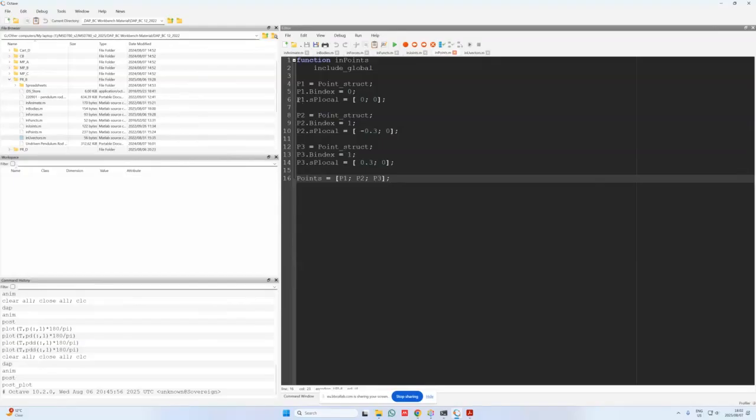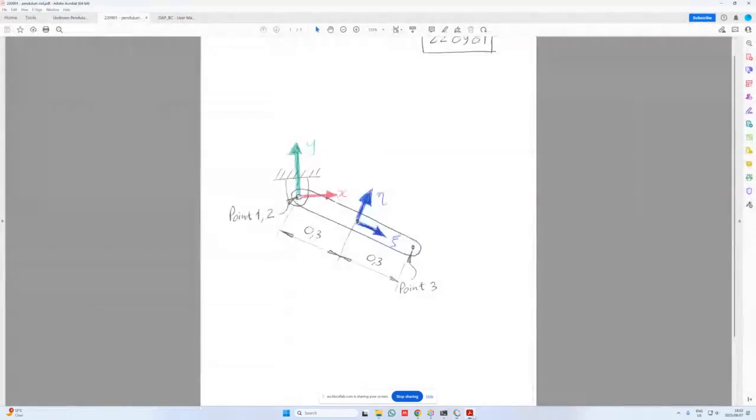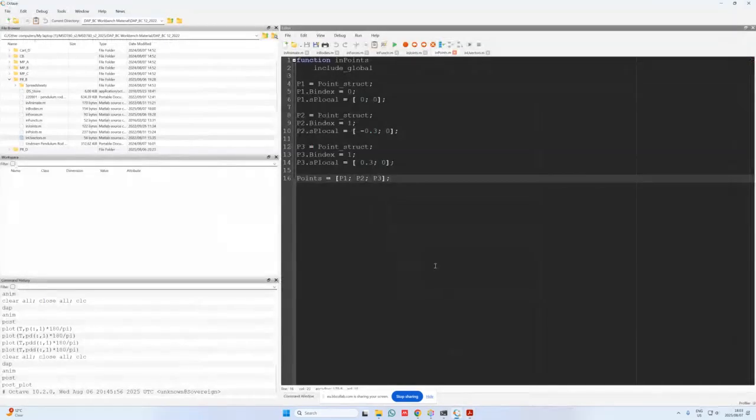And then the last entry over here is P1.SP local is equal to 0, 0. And this is simply because when I work with ground, its local coordinate system is essentially the global coordinate system. So I use the XY coordinate system in that case. And point 1 is at the origin of the global coordinate system, and that's why it's a 0, 0 vector that I have over there.